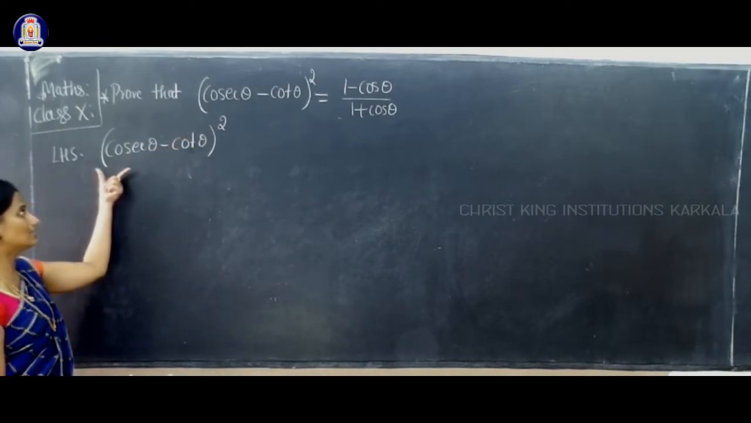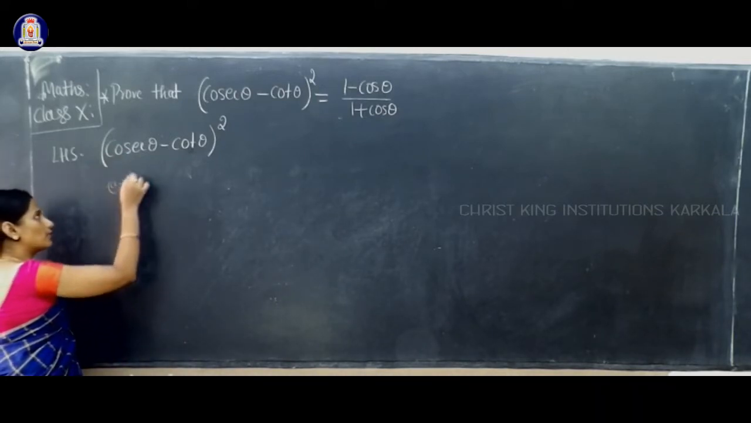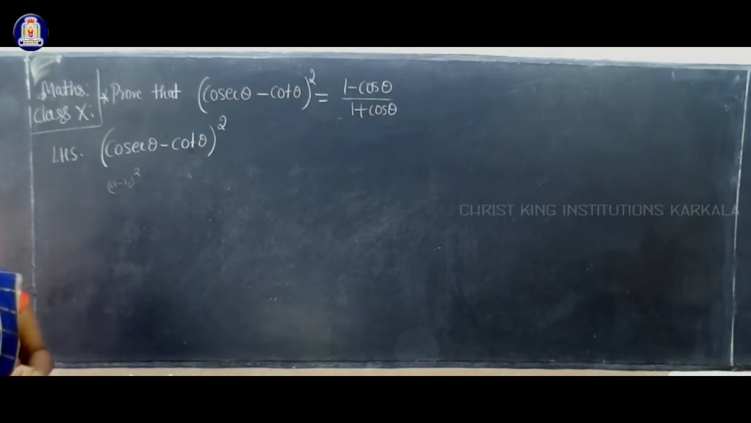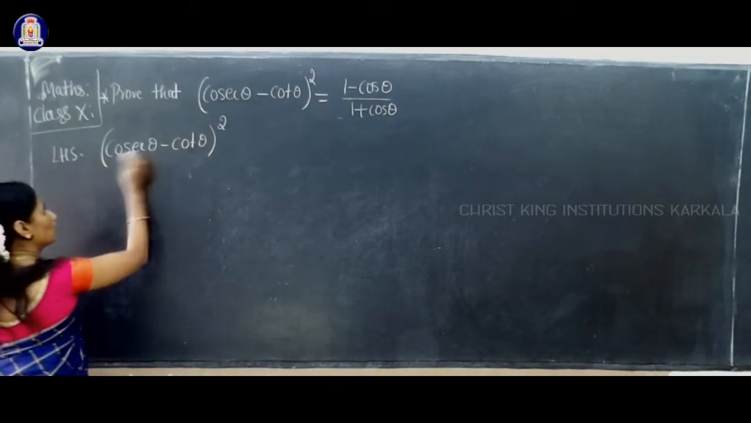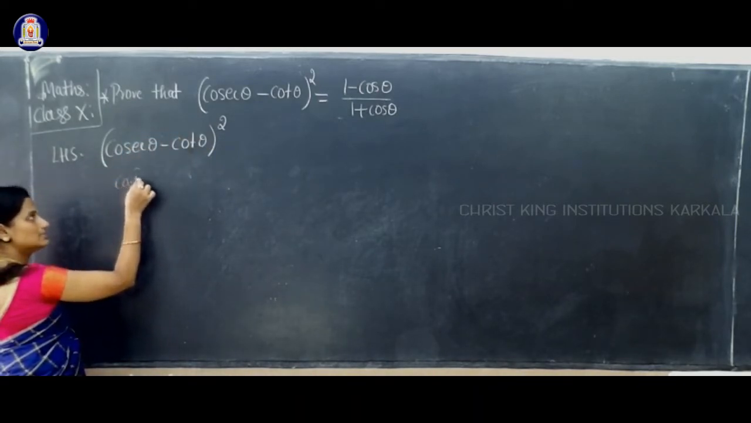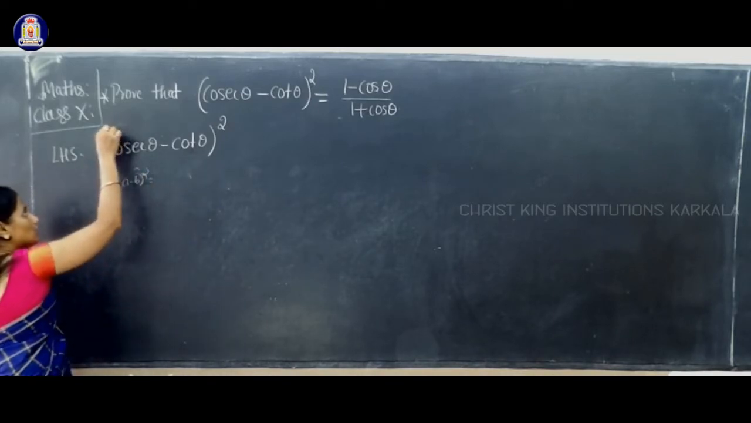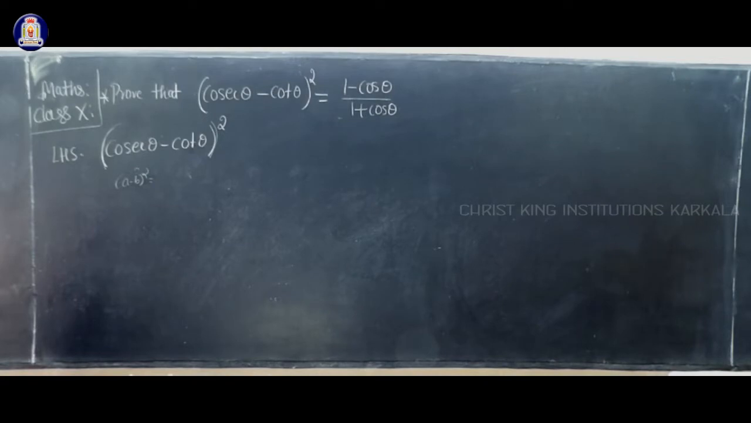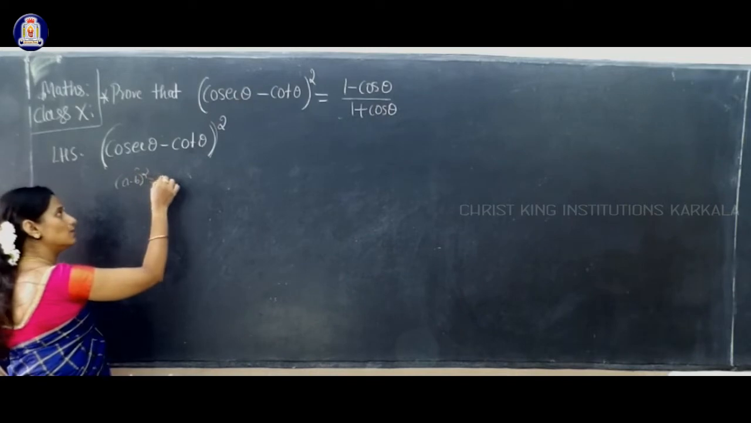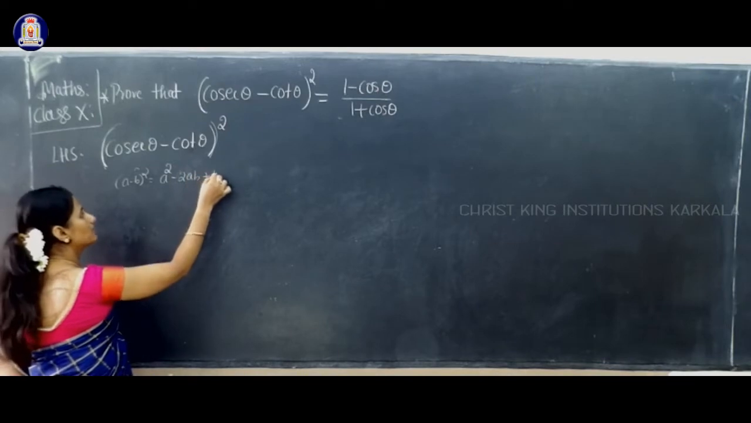So one more possibility: cosecant theta minus cot theta whole square. You can see this in the form of a minus b whole square, right? Suppose I apply this a minus b whole square, we'll see where we will get that side. I am showing how it is not possible. Normally we will apply a minus b whole square, which is a square minus 2ab plus b square, right?